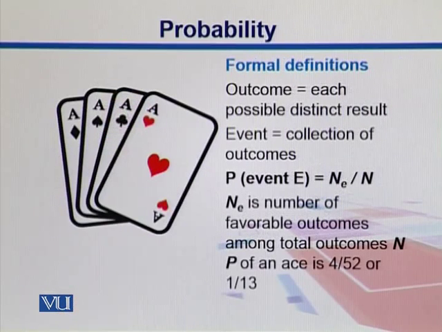Let's see some formal definitions. We define an outcome as each possible distinct result, whereas an event is a collection of outcomes. So the probability of an event E is given by NE by N, where NE is the number of favorable outcomes among the total outcomes N. For example, if we want the probability of an ace in your playing cards, there are 52 total cards and there are 4 aces in it. So the probability of an ace is 4 by 52, which, if we simplify, is 1 by 13.